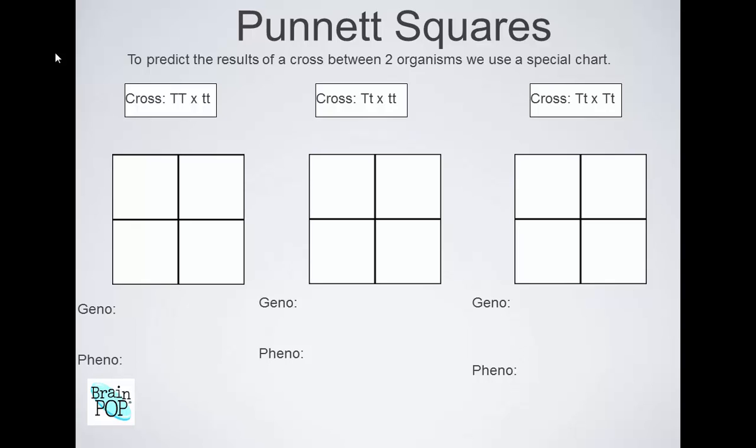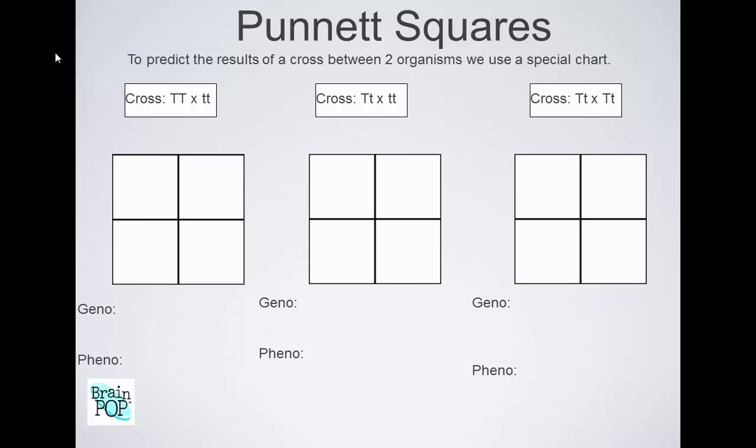The way we do this, if you're writing it out on your own, you draw a square with a cross in it, so it's four squares. And what you do is you take the parents. In this first example, we're going back to tall and short pea plants. I have two plants that are going to reproduce. One plant is big T, big T. What's this plant's phenotype? Tall. It's being crossed with a plant that's little t, little t. What's its phenotype? Short. So we have a tall plant and a short plant.